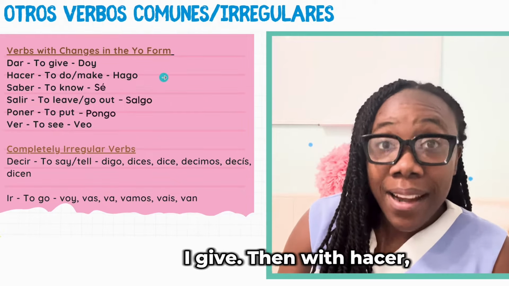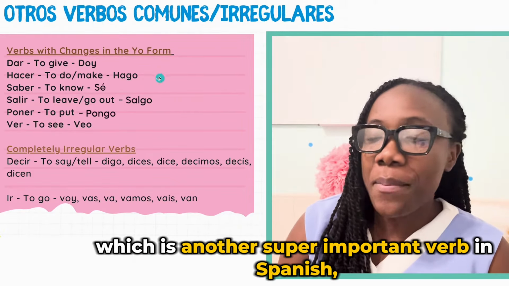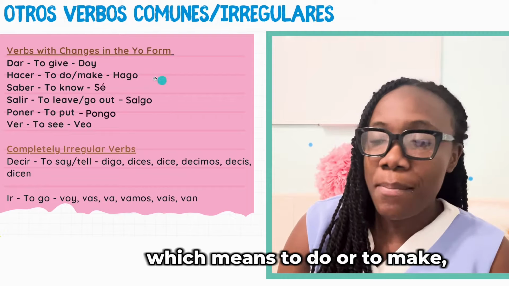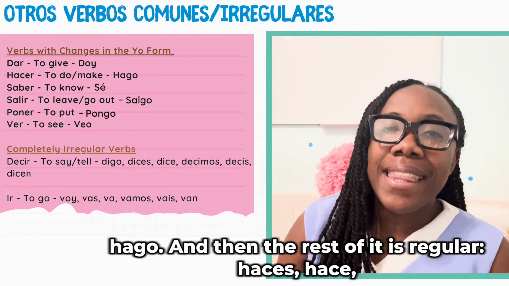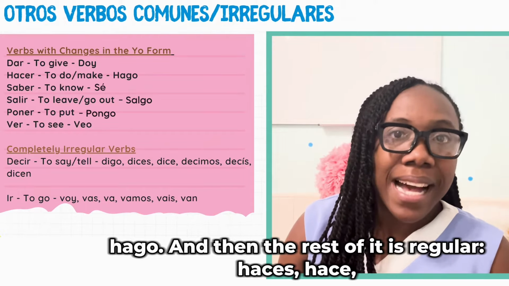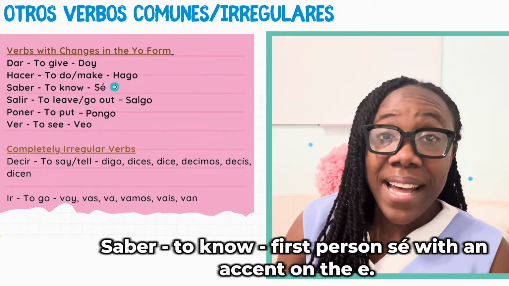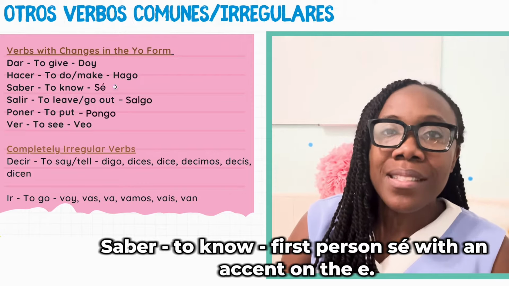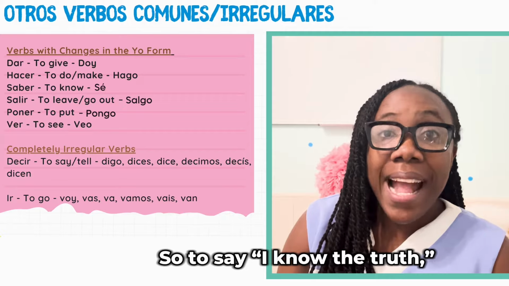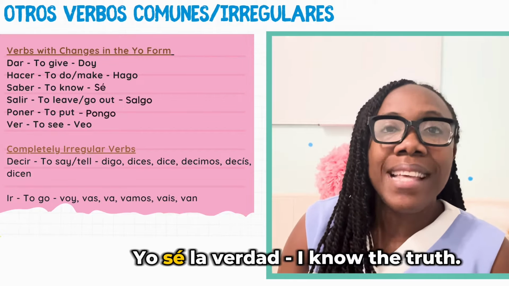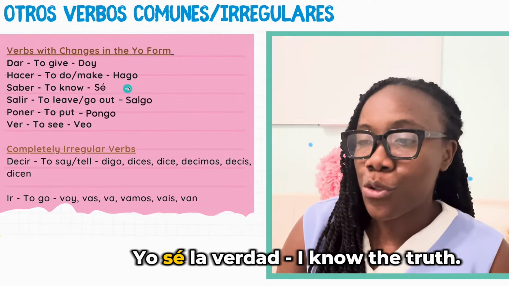Then with hacer, which is another super important verb in Spanish, which means to do or to make, the first person form is hago, hago, and then the rest of it is regular. Haces, hace, hacemos, etc. Saber, to know, first person, sé, with an accent on the e. So to say, I know the truth, yo sé la verdad, I know the truth.